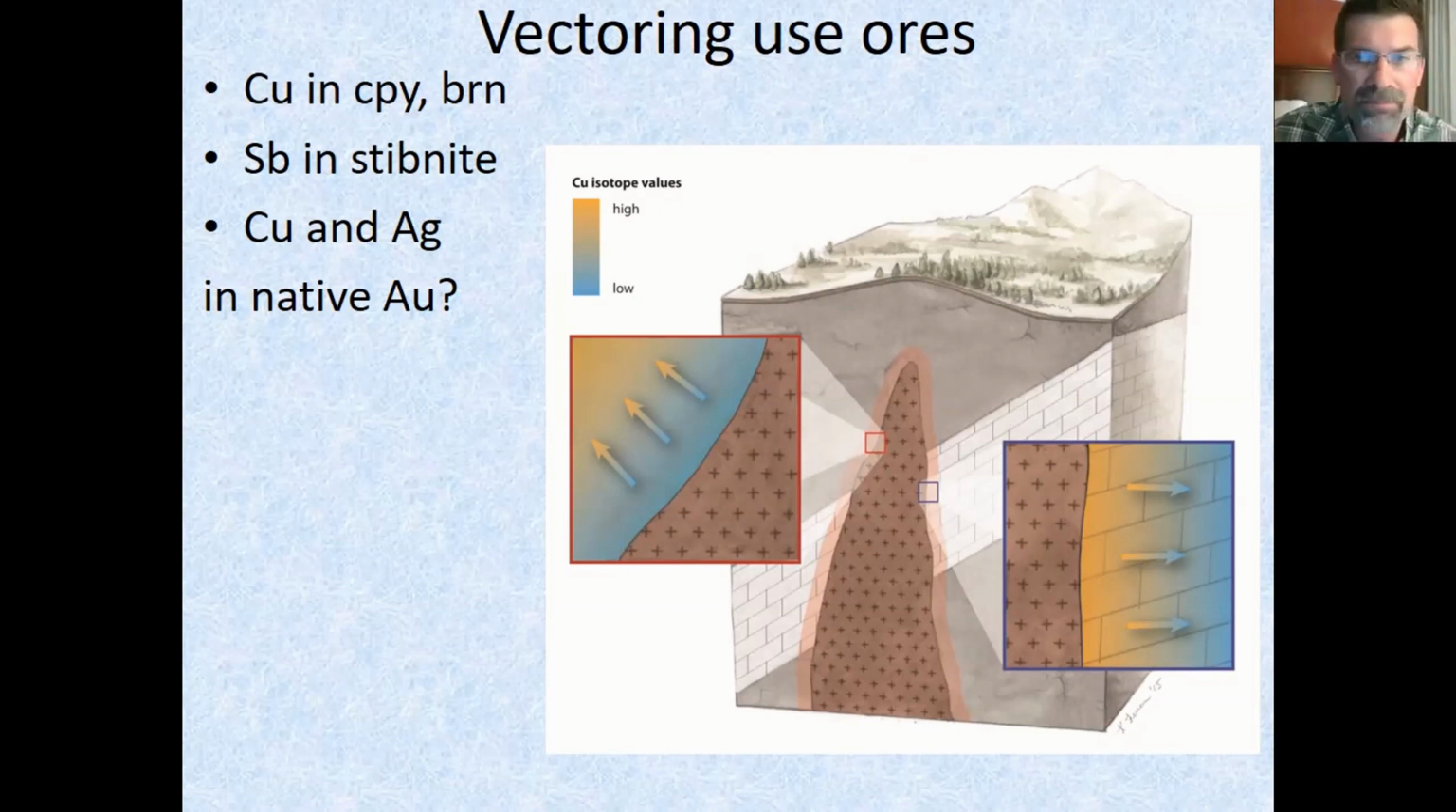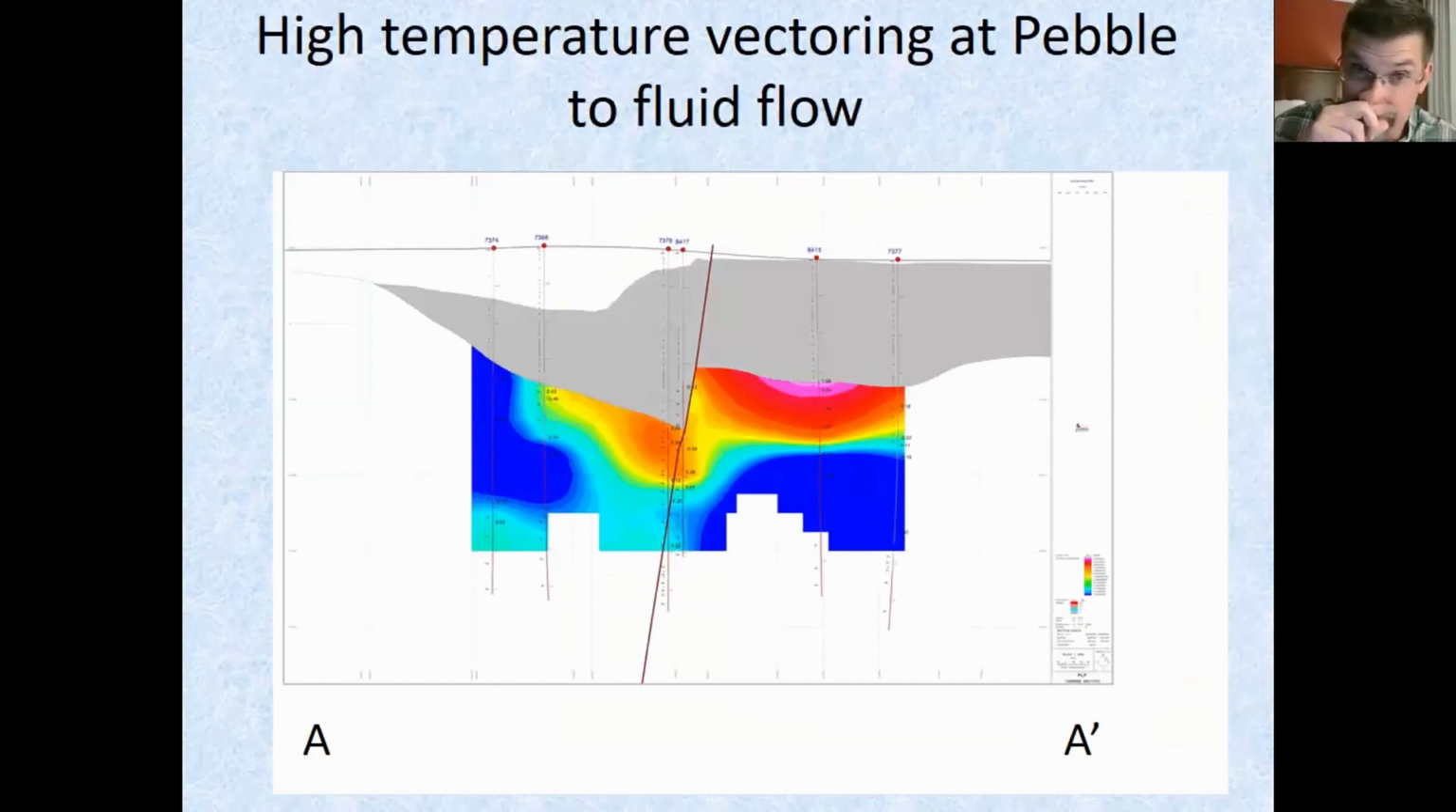All right. So we'll look at some of these ores, how you can vector with them, and examples of them. Here's an example from Pebble. This is a cross section running, I would say, northeast to southwest of the previous maps that I'd shown you. What we did is we contoured the copper isotope values here. And what you can see is that at the base of the porphyry, you get the cool colors, or lighter values. And then as you get into higher parts of the system, you get higher values.